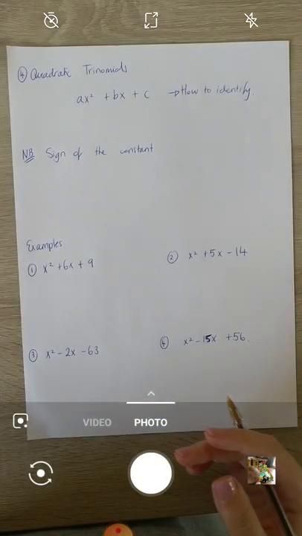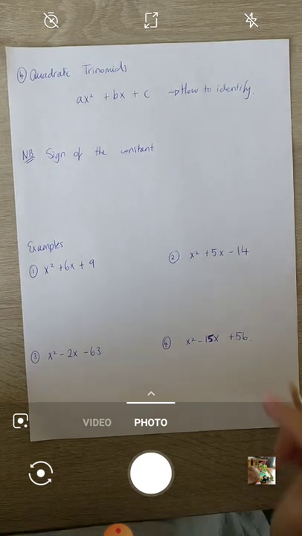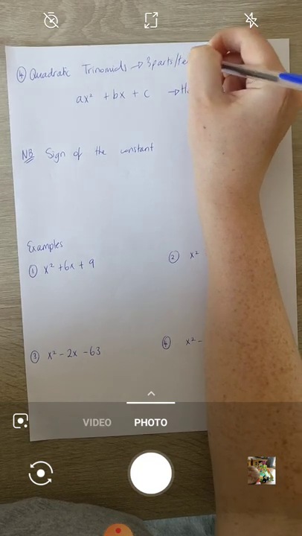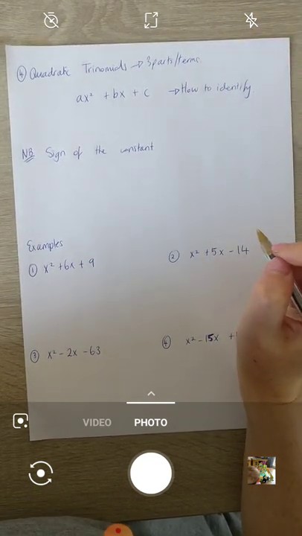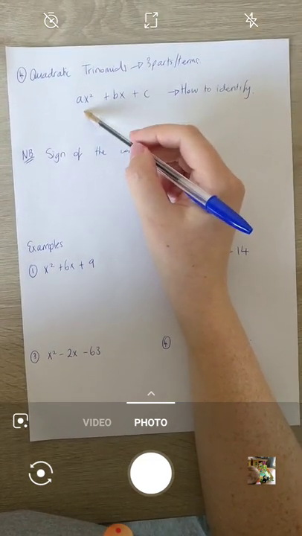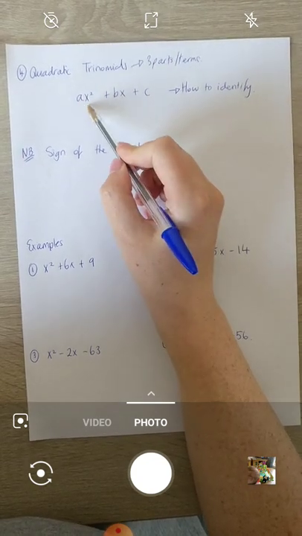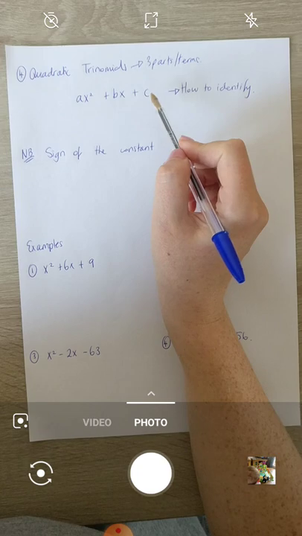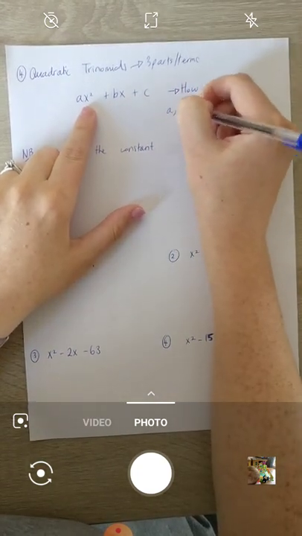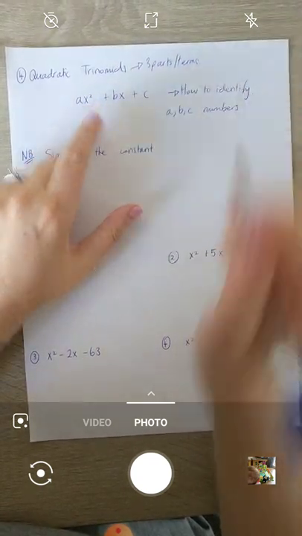And the last part is our quadratic trinomials. Quadratic trinomials means there's going to be 3 parts or 3 terms in this question. With quadratics, you're always looking for your squared term, so it's going to be written as ax squared plus bx plus c. So an x squared term, an x term, and a constant. The x's here are variables. The a, b, and c are just numbers. The x squared and the x are variables.